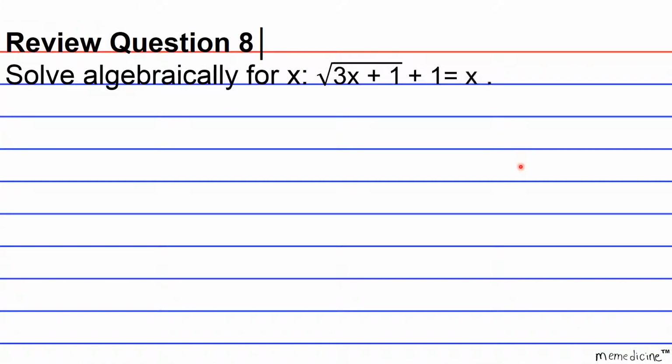Review question 8. Solve algebraically for x. Radical 3x plus 1 is equivalent to x. Definitely press pause if you need to, and I'll give you a moment to think.